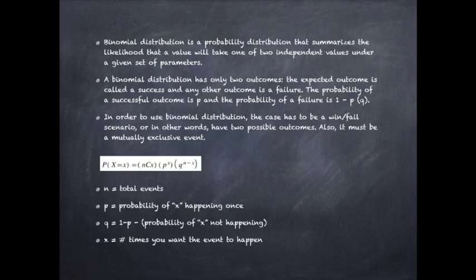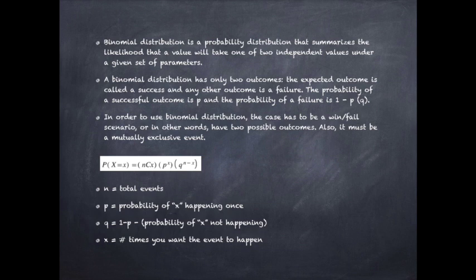Normal distribution is a probability distribution that summarizes the likelihood that a value will take one of two independent values under a given set of parameters. A binomial distribution has only two outcomes. The expected outcome is called a success, and any other outcome is a failure.